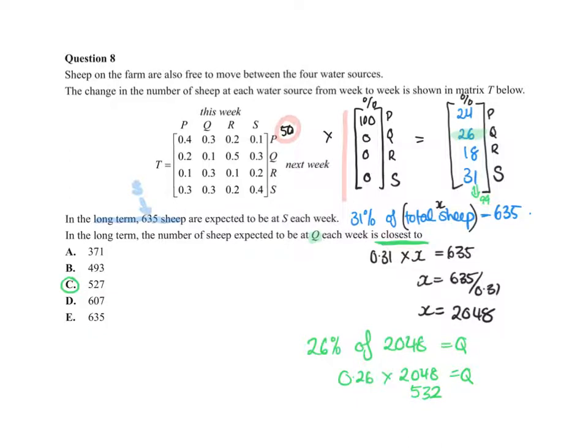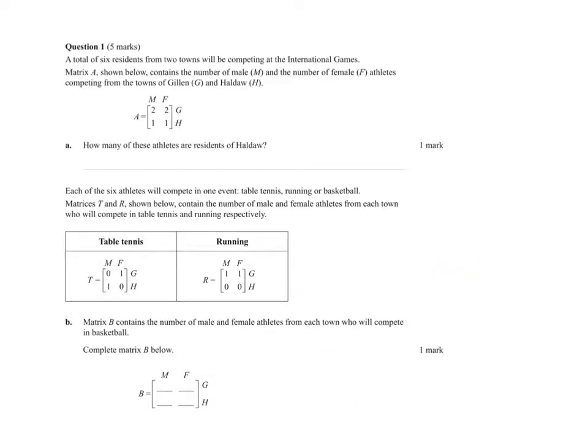So we've done that. Okay, question 1. A total of 6 residents from 2 towns will be competing in international games. Matrix A shows below the number of male and female athletes competing from the towns G and H. How many of these athletes, residents, are from Haldor or whatever it is? So you just have to add up the Haldor ones, which is here. So you've got 1 male, 1 female, so that's pretty easy. That was just 2, yeah?